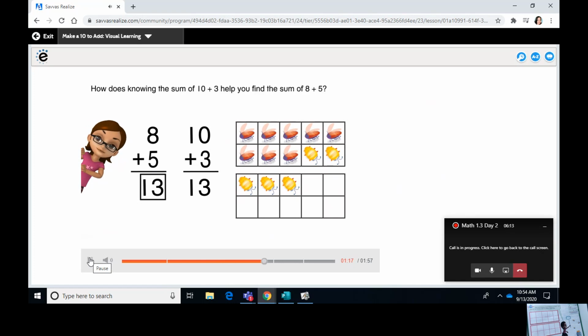How does knowing the sum of 10 plus 3 help you find the sum of 8 plus 5? What do you think, friends? Think about that. The sums are the same. So, if you know the sum of 10 plus 3, you also know the sum of 8 plus 5. How do you know that the sums are the same?